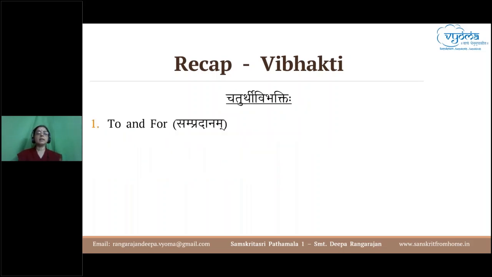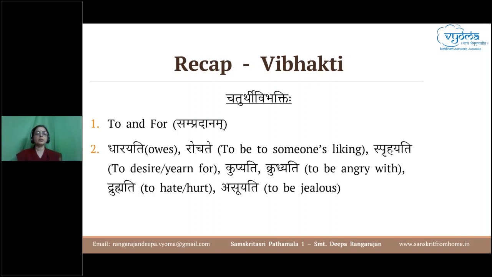Chaturthi Vibhakti is primarily used as to and for, sampradanam. Chaturthi Vibhakti also is used with certain specific verbs like dharayati, rochate, to be to someone's liking, sprihayati, desires for, and the negative verbs like kupyati, krudhyati, druhyati, and asuyati. These are some verbs with which we use Chaturthi Vibhakti. With Namaha, we always use Chaturthi Vibhakti.